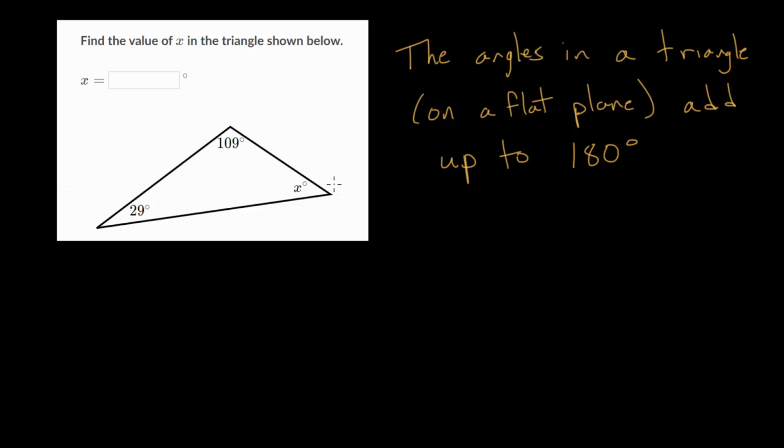So to solve these problems, to find this missing angle, we just need to set up an equation. Since we know that this angle plus this angle plus this angle, those add up to 180. So let's actually add them together. 29 degrees plus 109 degrees plus x degrees is equal to 180 degrees.